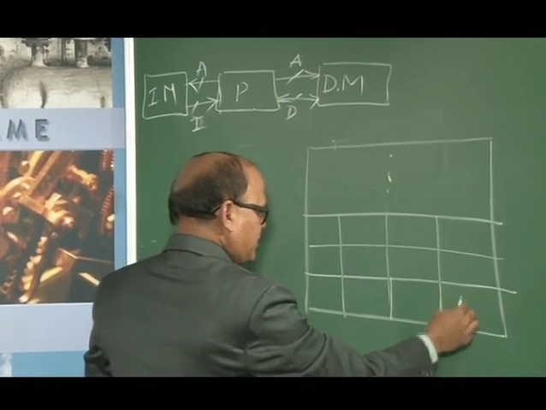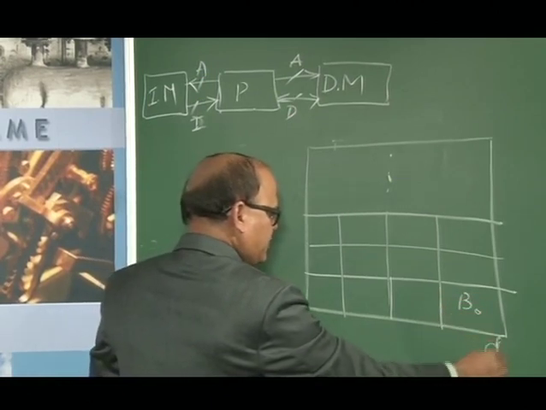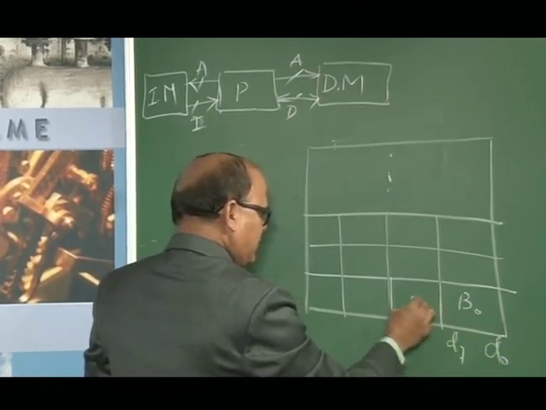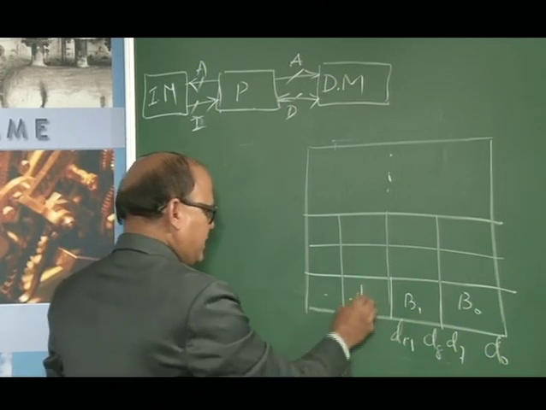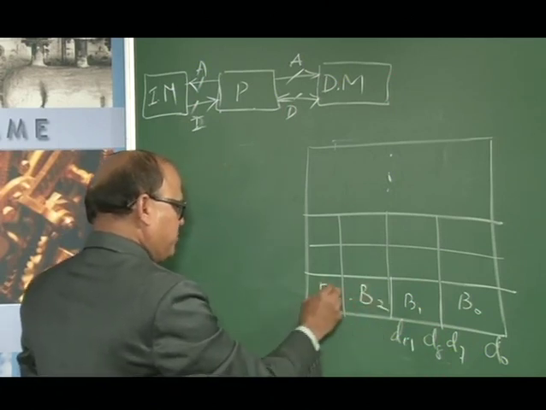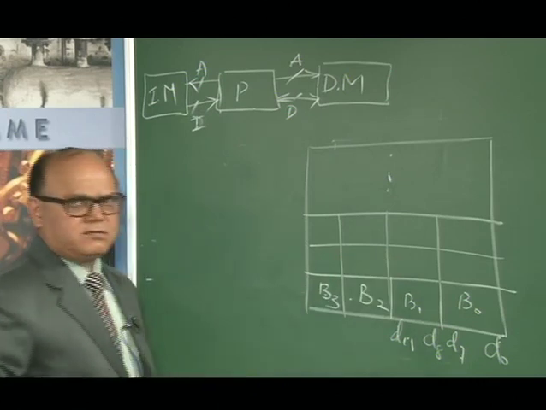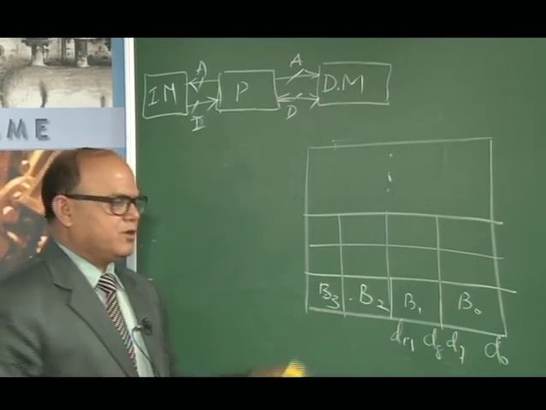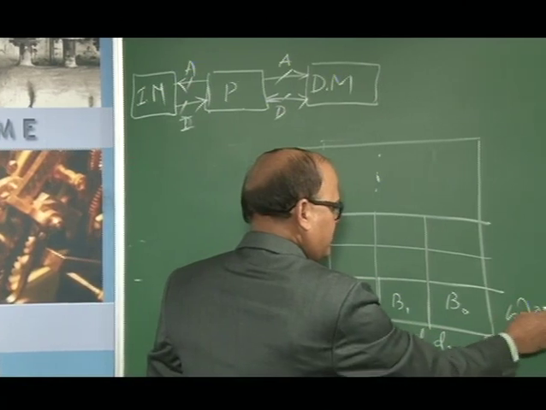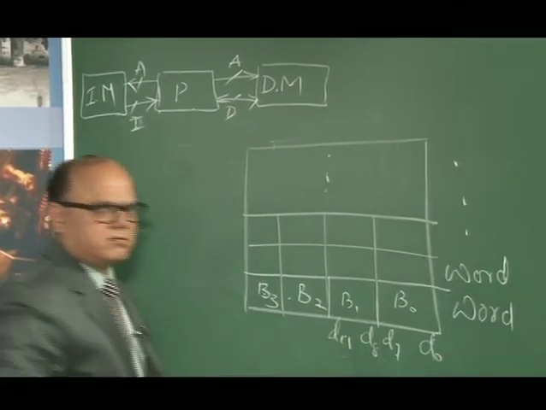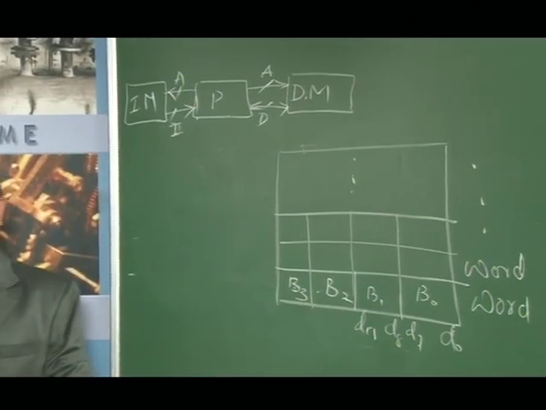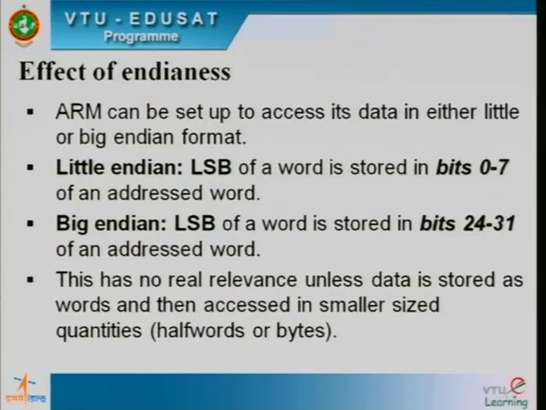So this could be byte number 0 having the data D0 to D7, and byte number 1 having D8 to D15, and so on. And this is byte number 2 and byte number 3 and so on, right? And this forms word 0, and this is another word, the second word, and so on. So this is how a 32-bit memory or a 4-byte word memory looks.